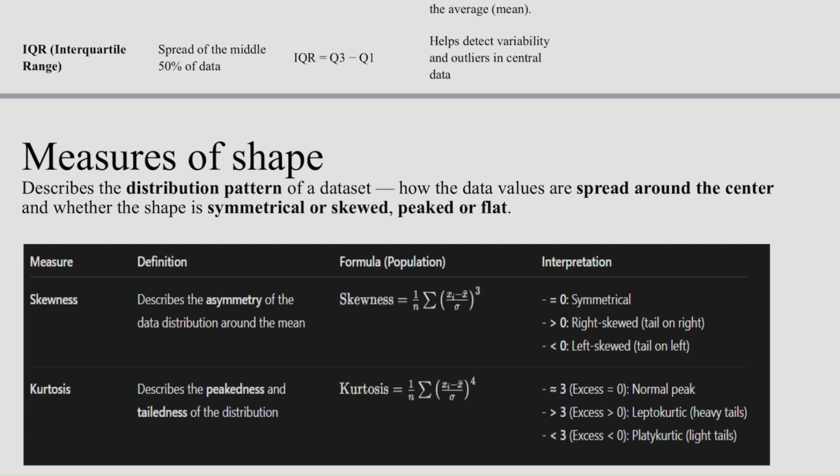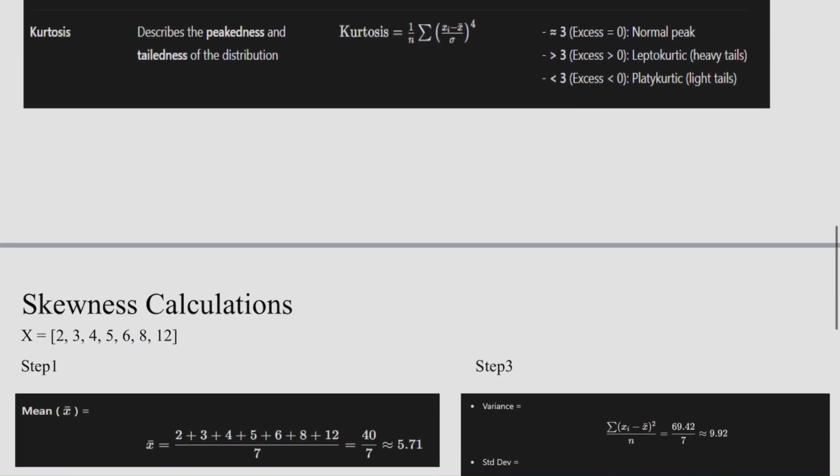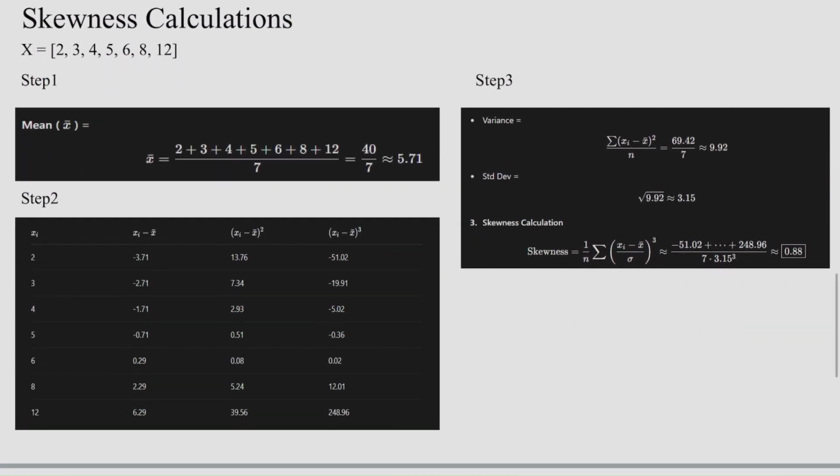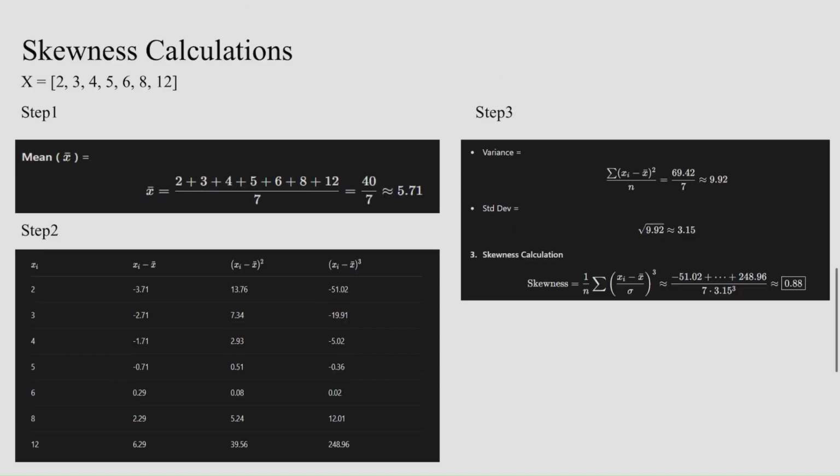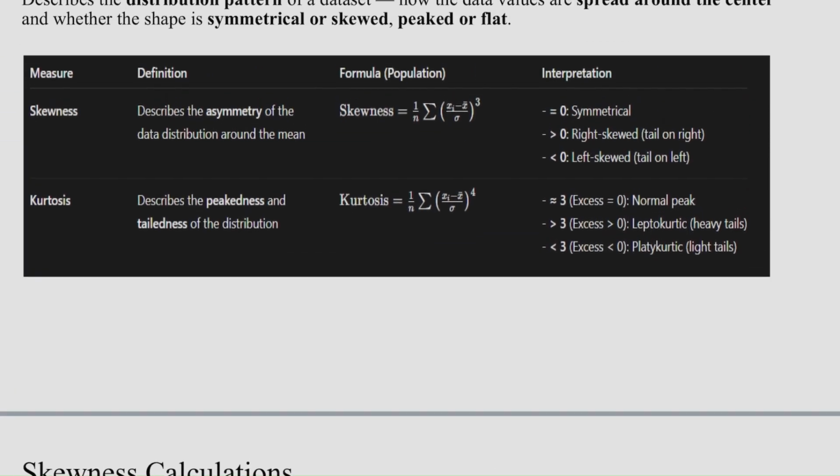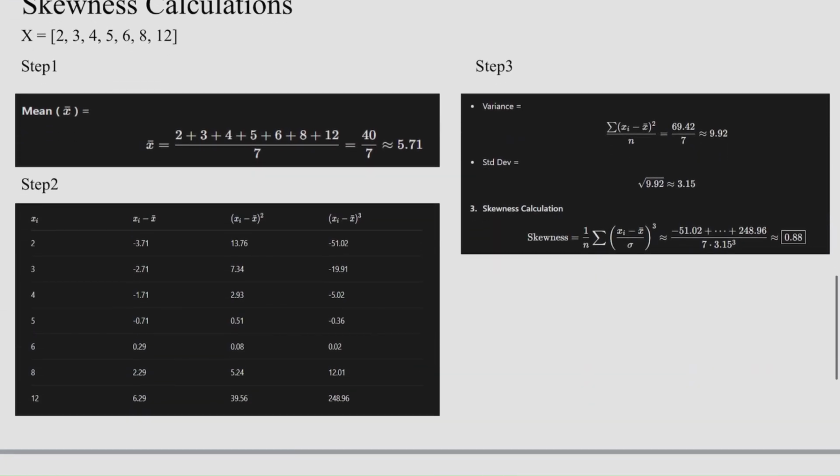The formulas to calculate the skewness and kurtosis for a population are given here in this table. After calculations, how do you interpret whether the data is right skewed or left skewed? Let's have a look at the skewness calculation. Say the data is 2, 3, 4, 5, 6, 8, represented by x. First we calculate the mean, then we calculate all these things in step 2, because we need to replace them in the formula for skewness.